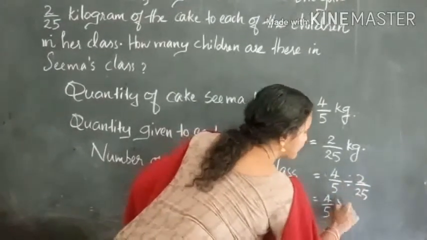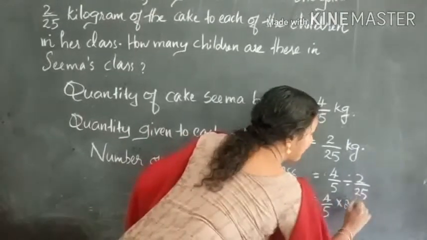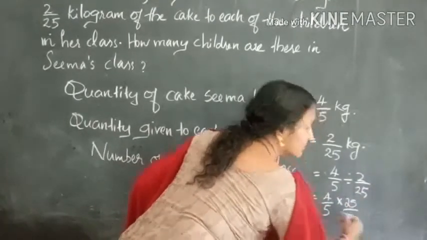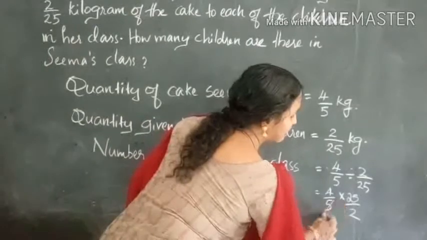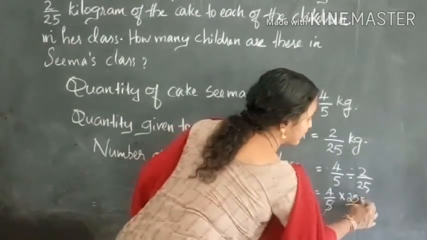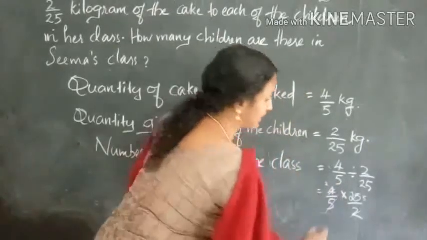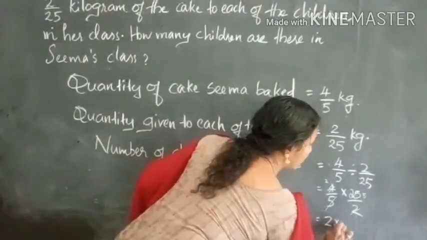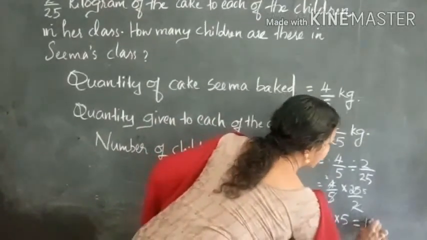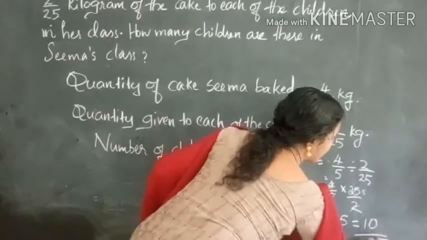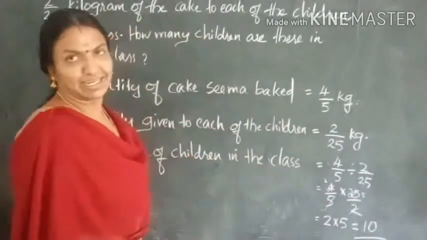Here division means multiplying by the reciprocal, 25 by 2. We can cancel 5 by 25. 2 2s are 4. It is equal to 2 into 5, which is equal to 10. So the number of children in the class is 10.